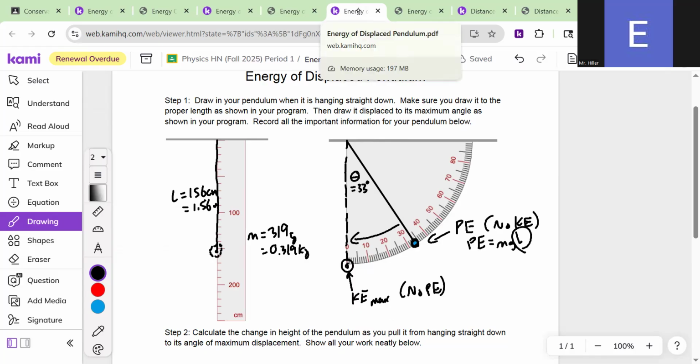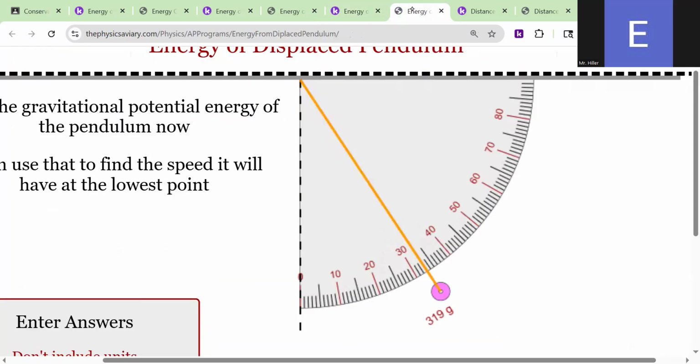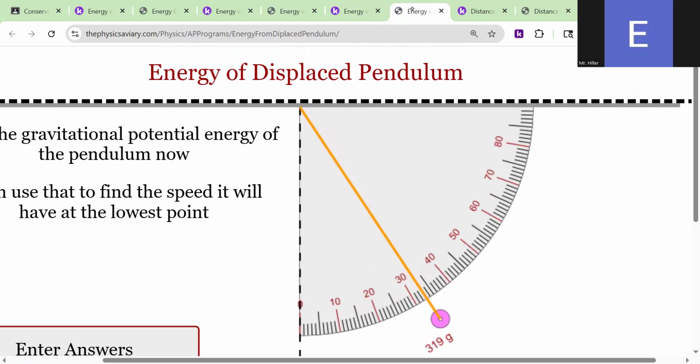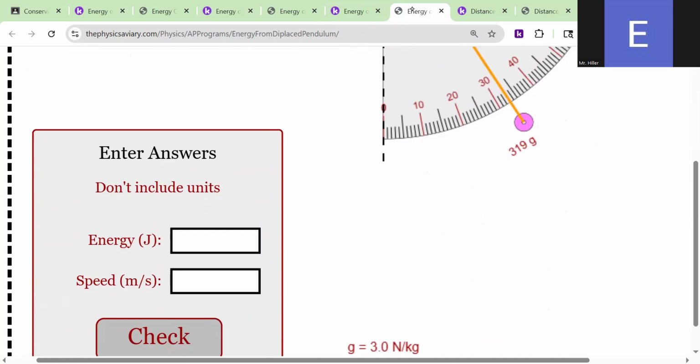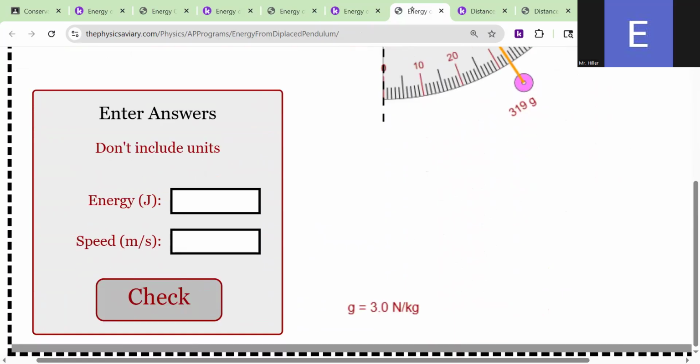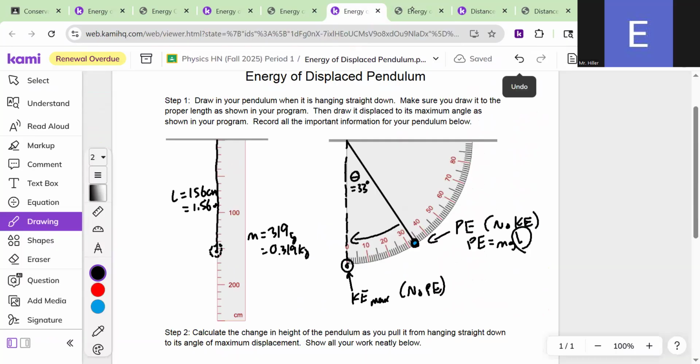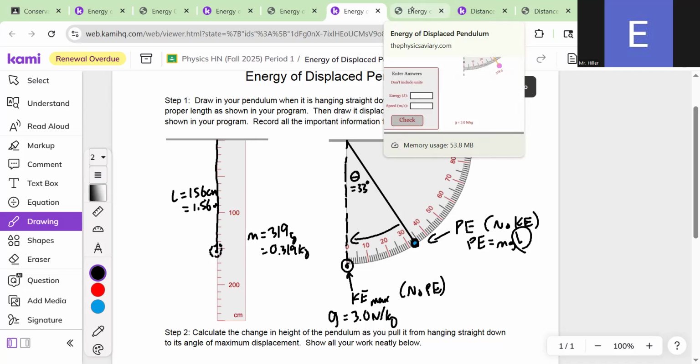Well, we've got the mass. G is simple. I do want to double check and make sure this is not on some other planet. It does not tell me. Yes, it does. There we go. You have to go to the very bottom and it's going to give you your G. My G is 3 newtons per kilogram. So I'm glad I looked. So G in my problem is 3 newtons per kilogram, or meters per second squared, doesn't matter. All right, so I've got M, I've got G, and I've got to find H.